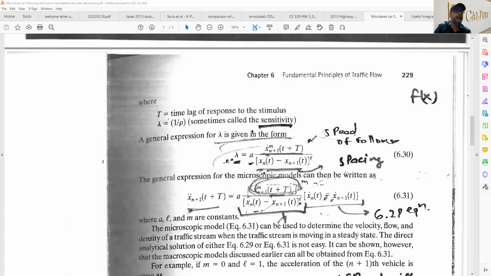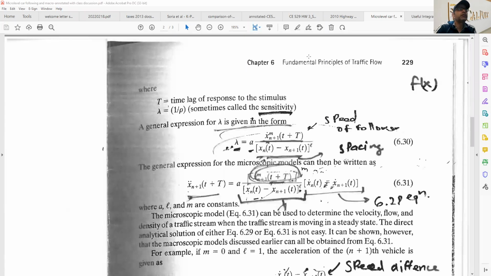As we go down to the next page, T is the time lag of response to stimulus, and lambda is 1 over rho. It's also called the sensitivity. So now we are defining a general expression for what we call the sensitivity parameter. A reasonable way to think about lambda is that lambda is a constant times the speed that the follower has, x dot n plus 1 raised to power m, at t plus T. Again, t plus T is not being multiplied to this value. It's just defining the speed at this time, t plus capital T.